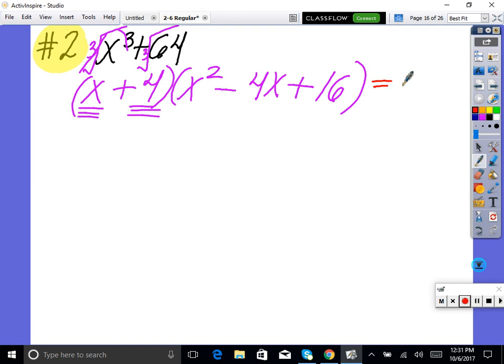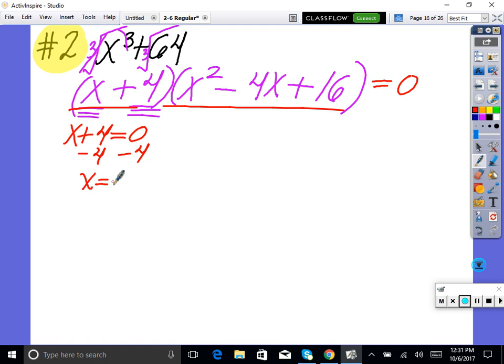Now look, I factored it down to linear, quadratic. I can solve this. There we go. So it really wasn't as bad as it looked, is it? Okay, here we go. So we have x equals -4.